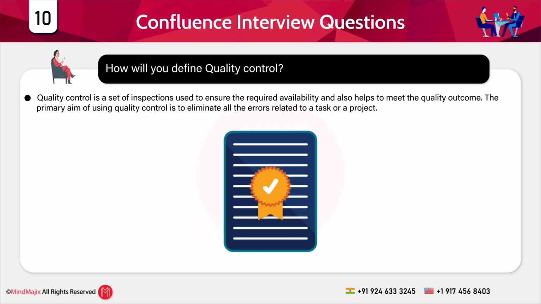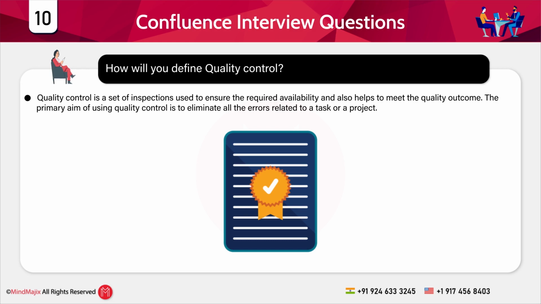So when someone asks, what do you mean by quality control? There should be a minimum expectation criteria in Agile. If that is met, eliminating all the errors, then that is known as quality control for that particular project. That should be the ideal answer which you should provide to the interviewer.